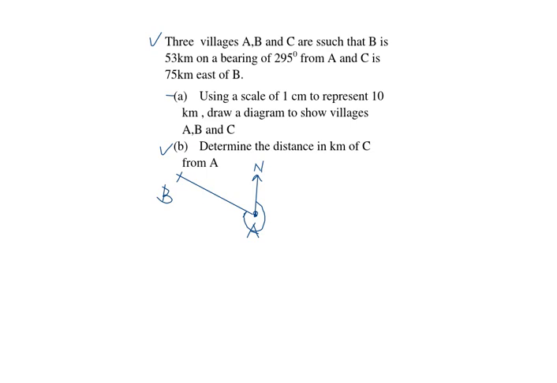Then from village B we draw a line east of that B. We measure 75 kilometers to locate point C, which is village C. Then join village A to C, and that is what is expected. So we expect something which looks like this. We have our sketch. Now we go to the real construction.